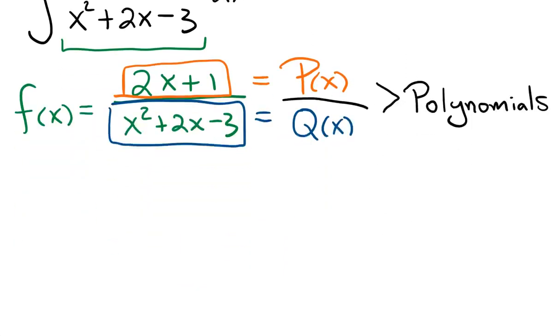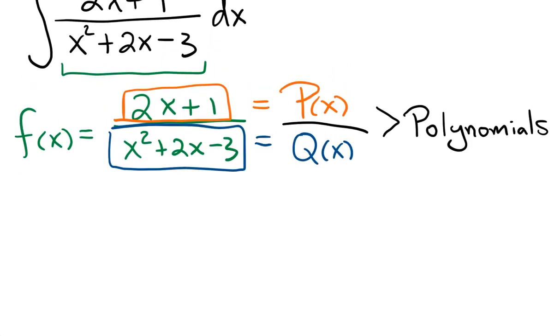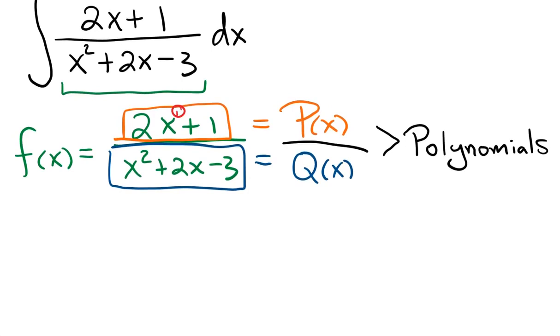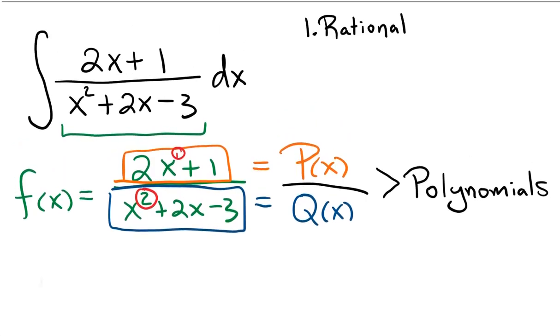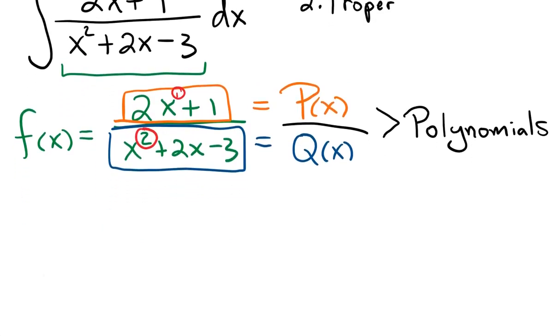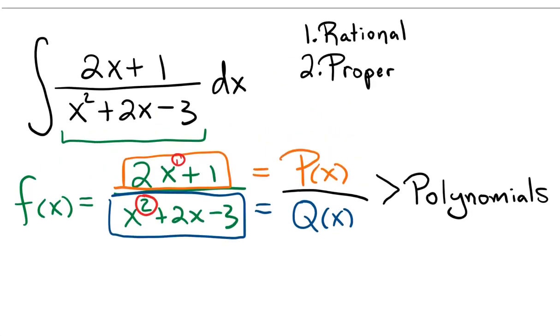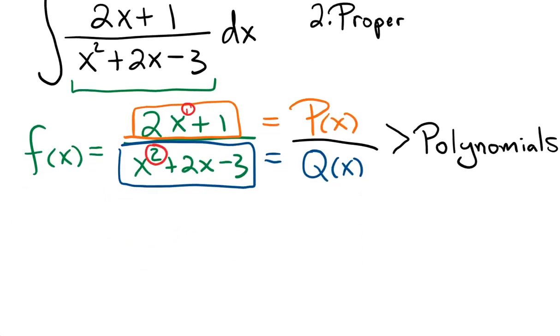The other thing that we can realize is that the highest power term of our numerator is 1. We see the highest term is 2x, and x is to the power of 1. And the highest power, or exponent rather, in the denominator is 2. And since the highest power exponent is in the denominator as opposed to the numerator, we know that this is a proper fraction, a proper function. Okay, so those two things are very important for us to be able to apply the technique of partial fractions.